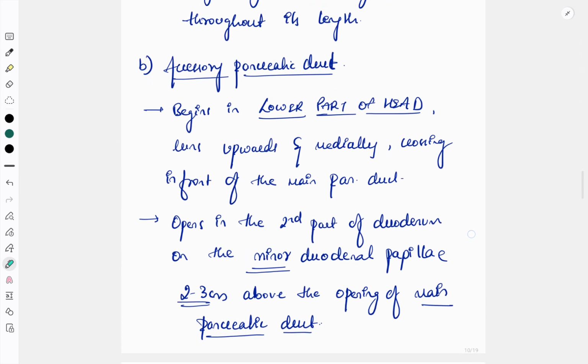Moving on to the accessory pancreatic duct, it begins at the lower part of the head. See, this one begins the opposite way. This begins from this side, the lower part of the head. That one was beginning from the tail.